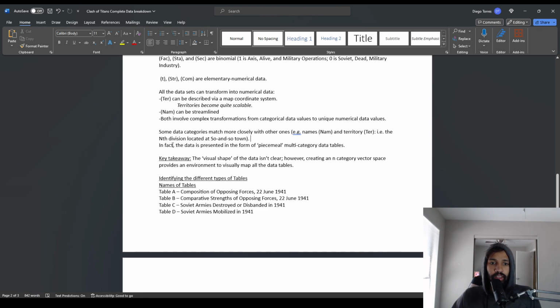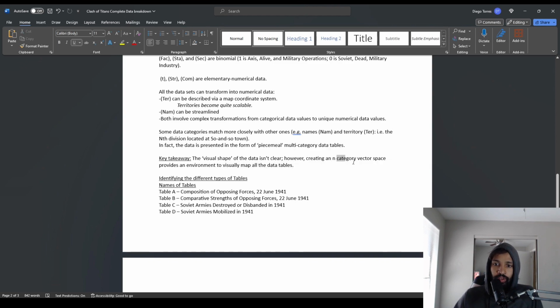And then the other thing to keep in mind is that most data is going to be presented in the form of piecemeal multi-category data tables. I'm going to get back to that in a moment, but the key takeaway is that the so-called visual shape of the data as it is right now isn't clear. The purpose of my work on this YouTube channel is to show you all how we can look at the war in a more wholesome, more systematic way. Essentially, creating an n category vector space provides an environment to visually map all the data tables.